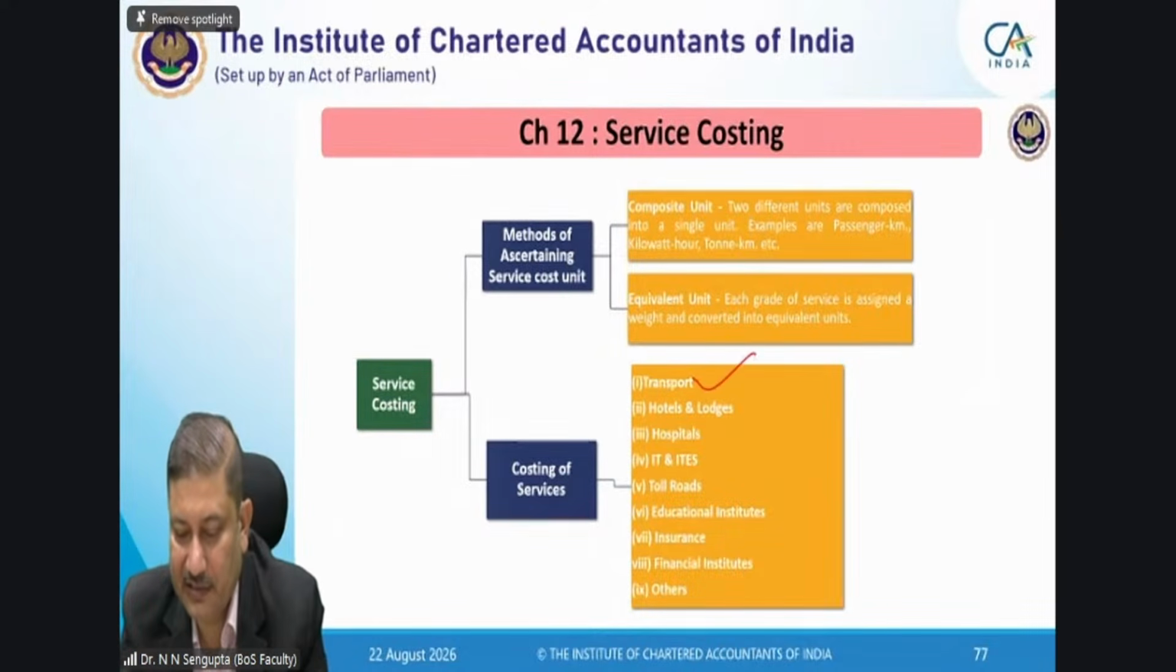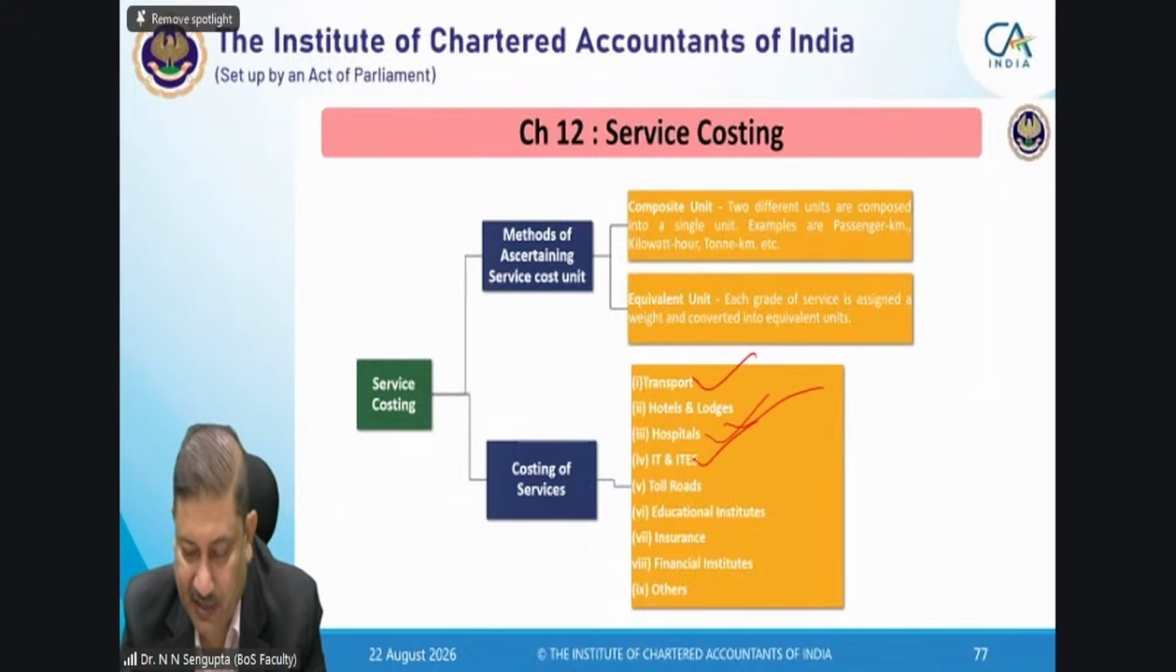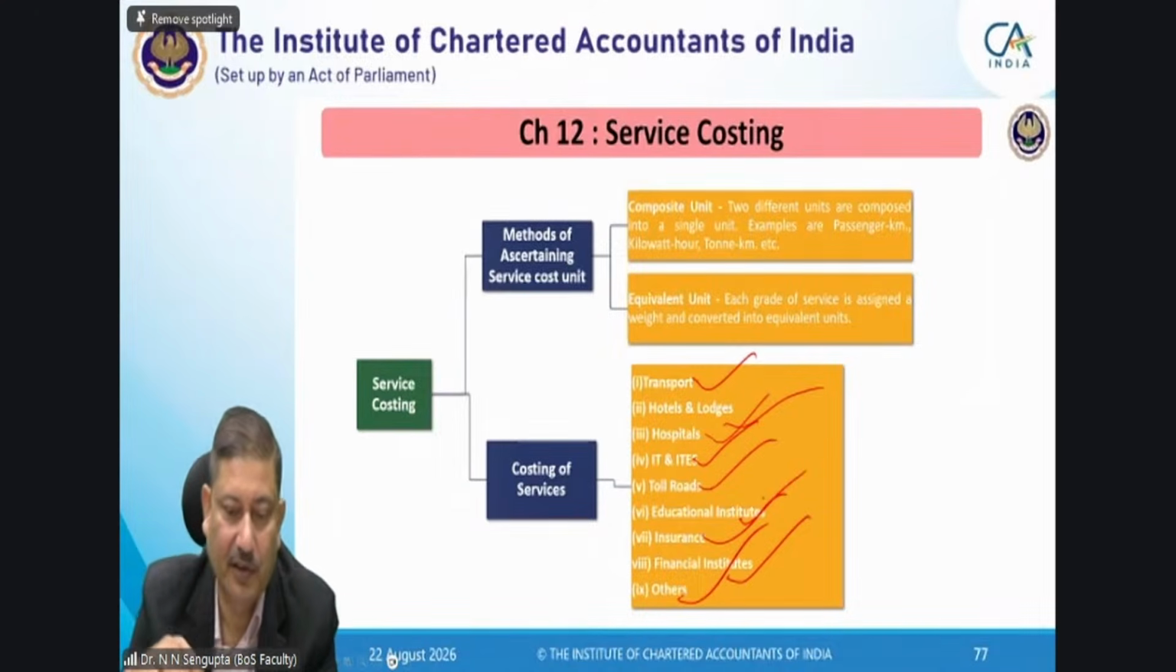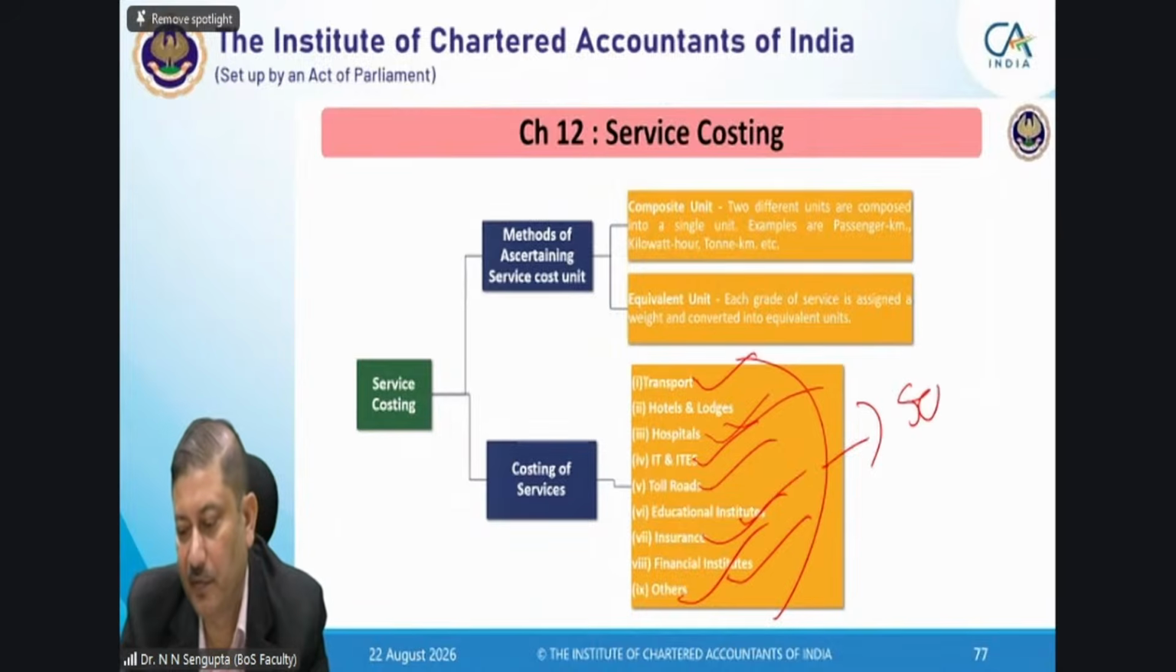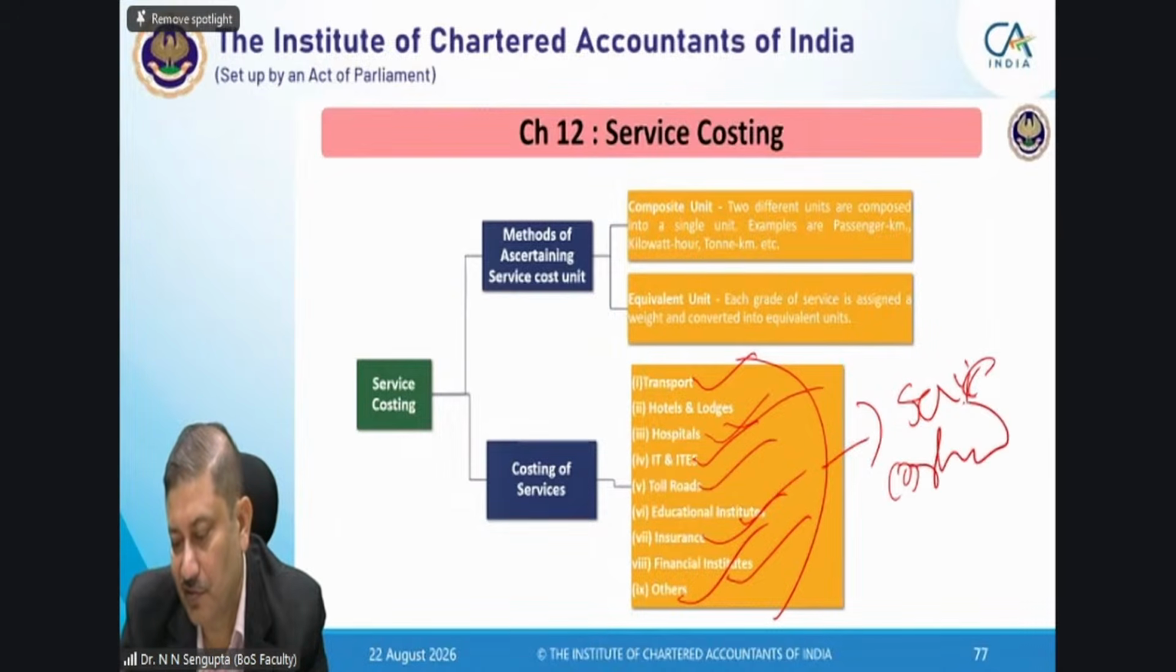Transport, bus, rail, airlines, hotels, lodges, canteens, hospitals, IT industry or IT related industry, toll roads, educational institutions, schools, colleges, various charitable organizations, insurance companies, financial institutions like banks and others. So these are all covered under the concept of service costing.